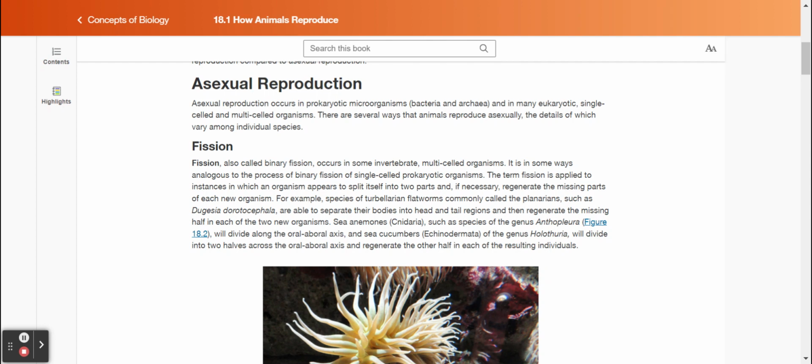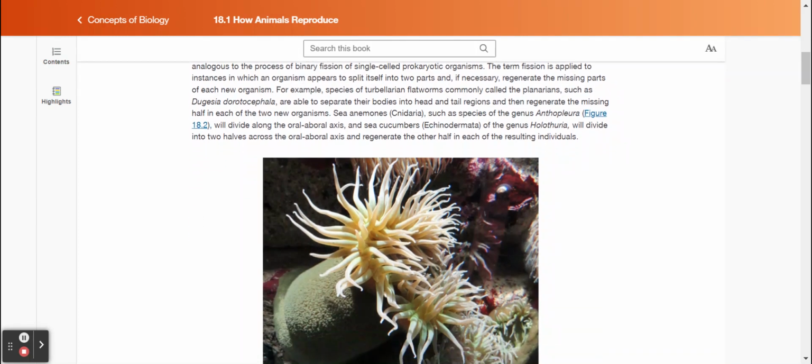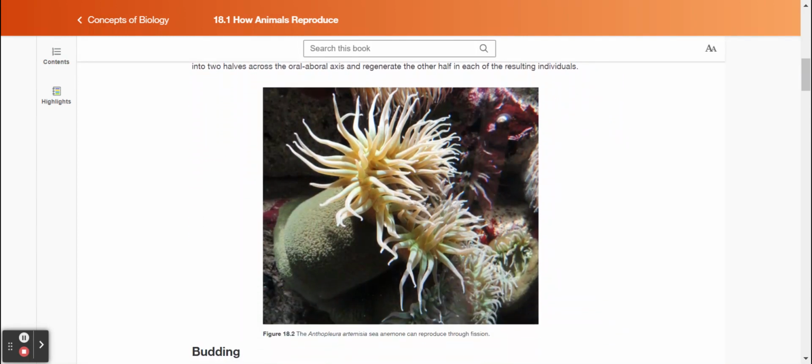Sea anemones, Cnidaria, such as species of the genus Anthopleura, will divide along the oral-aboral axis, and sea cucumbers, Echinodermata, of the genus Holothuria, will divide into two halves across the oral-aboral axis and regenerate the other half in each of the resulting individuals. Figure 18.12. The Anthopleura artemisia sea anemone can reproduce through fission.